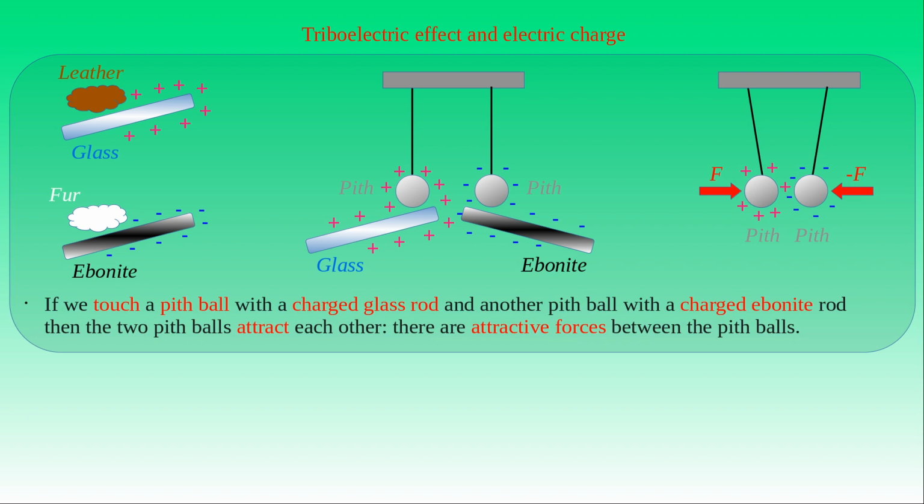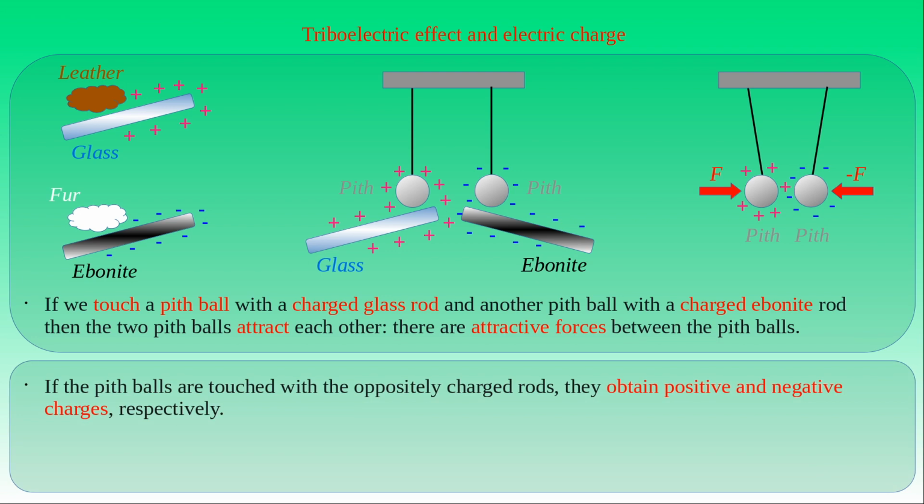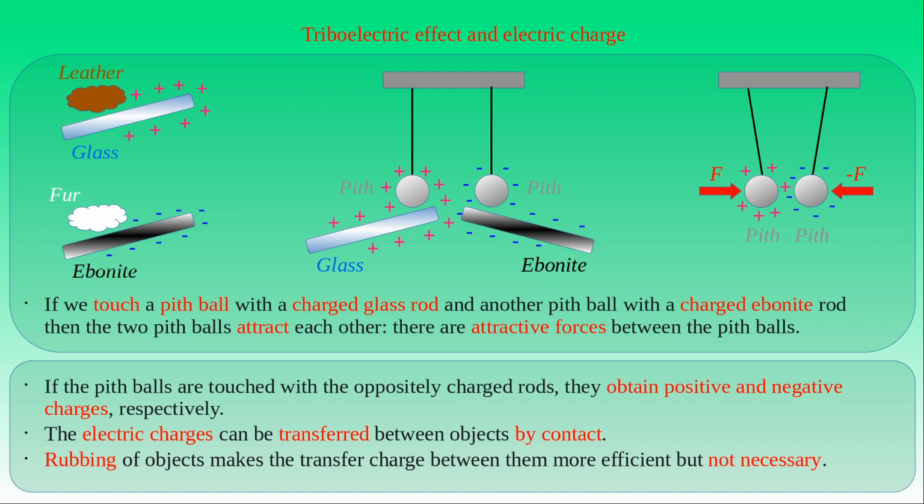We can interpret this effect in the following way. When the pith balls are touched with the oppositely charged rods, they obtain positive and negative charges respectively. Then the electric charge can be transferred by contact. Rubbing of the bodies helps us to separate charge in them since it makes the transfer of charge between the bodies more efficient. However, rubbing is not necessary for the separation of charge.